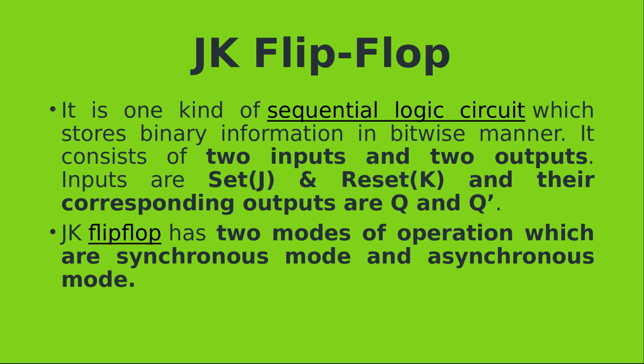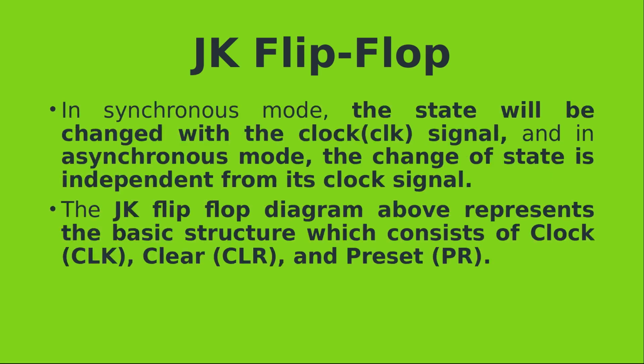There are two different types of modes used in the JK flip flop. One is the synchronous mode, and the other is the asynchronous mode. The synchronous mode works under the clock pulses, so the state will be changed with the clock signal. The asynchronous mode is not working under the clock pulses; it is independent from the clock pulses.